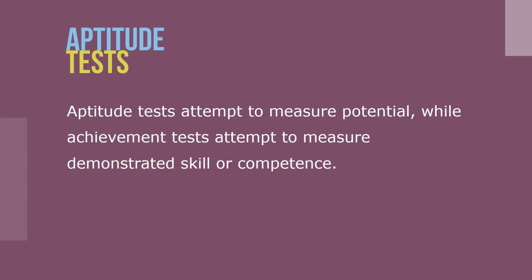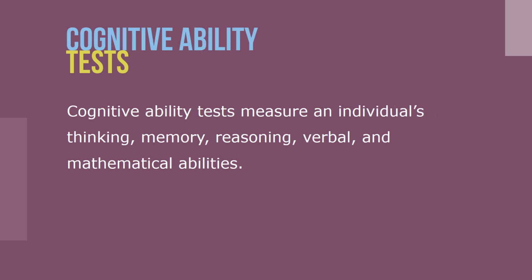These are sometimes further categorized into aptitude tests and achievement tests. Aptitude tests attempt to measure potential, while achievement tests attempt to measure demonstrated skill or competence. Cognitive ability tests measure an individual's thinking, memory, reasoning, verbal, or mathematical abilities.